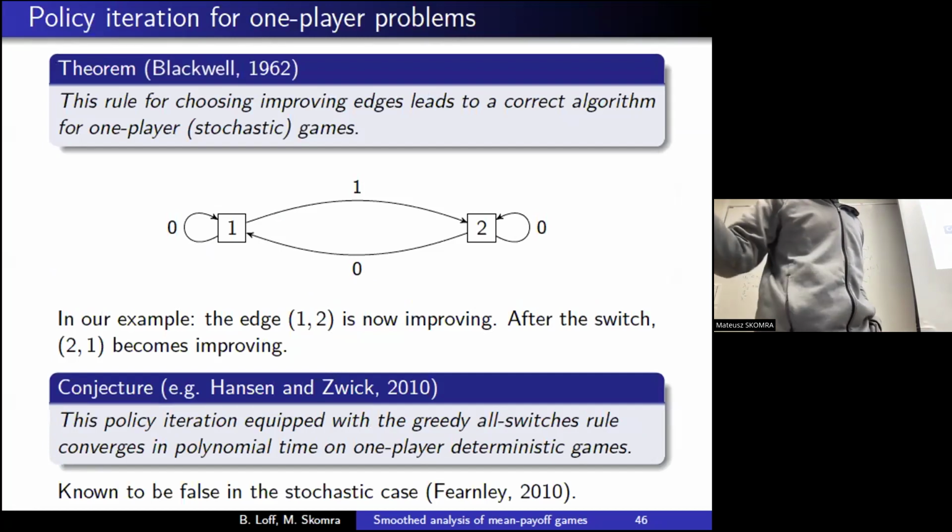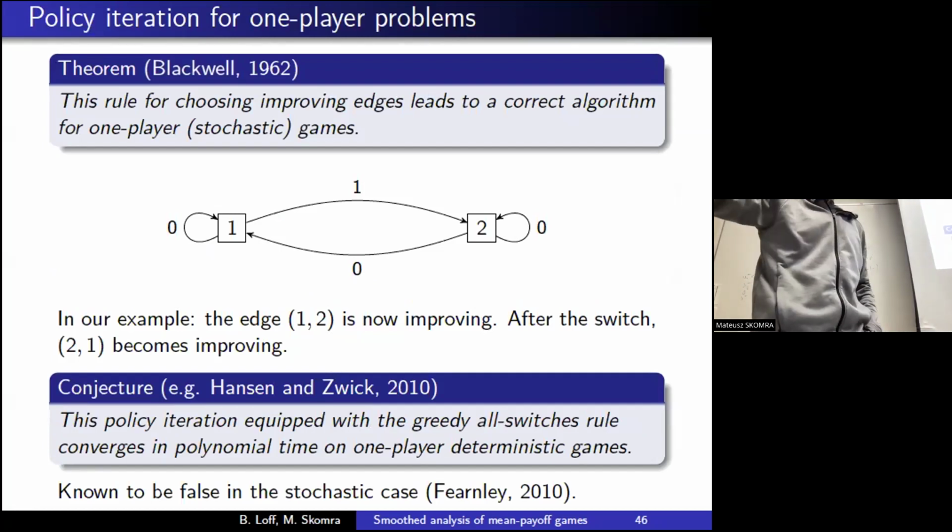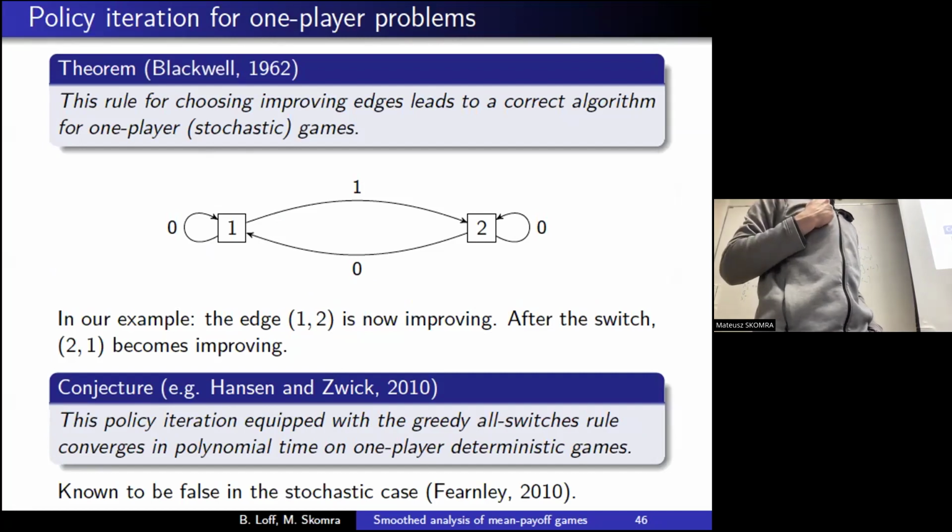Okay, so there is the theorem by Blackwell that this will converge for some reason. Okay, so that will converge. And there is actually a conjecture about this method saying that, well, we think that this converges in polynomial time on one player deterministic problems equipped with the Gridiel switches rule.